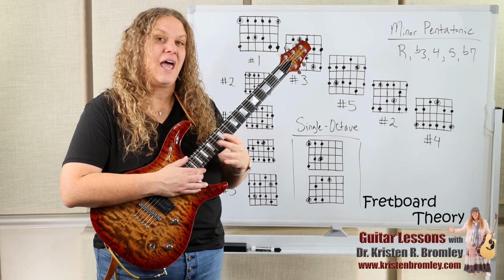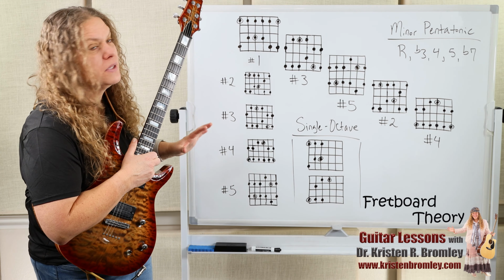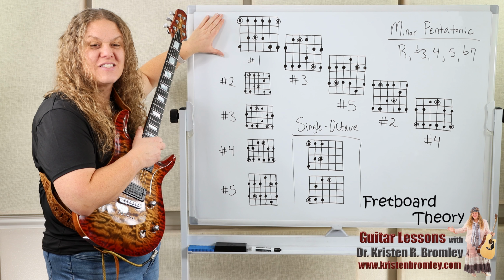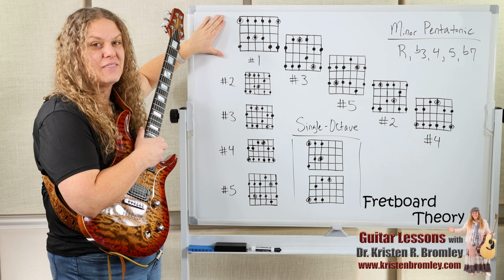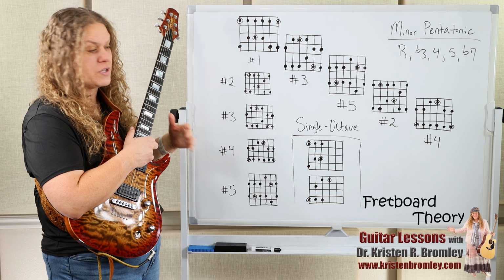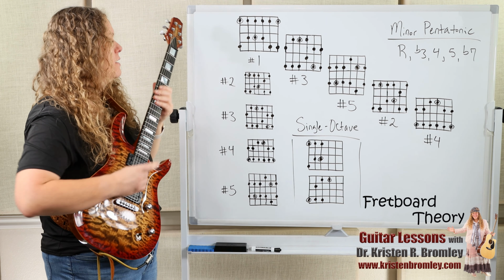So let's take a look at how we play these on the guitar. If you're completely new to the minor pentatonic scale, you want to start here with number 1. This is the most common way that we play this on the fretboard. And then we've got other ways that we can play it as well, which I'm going to go over. But scale form 1 right here in the key of G.